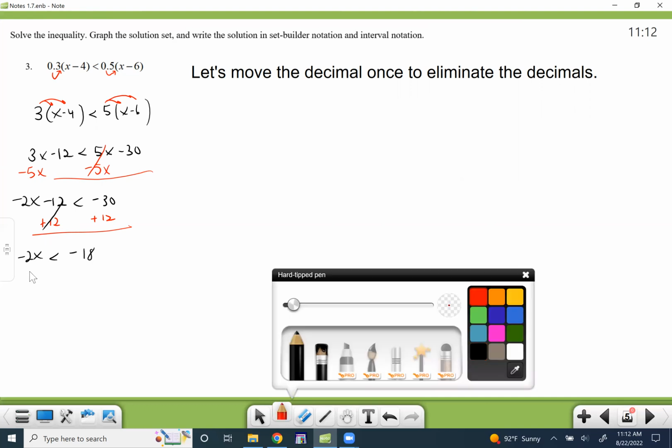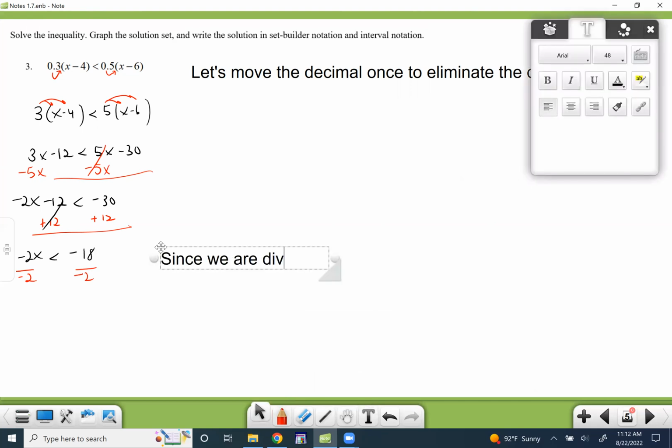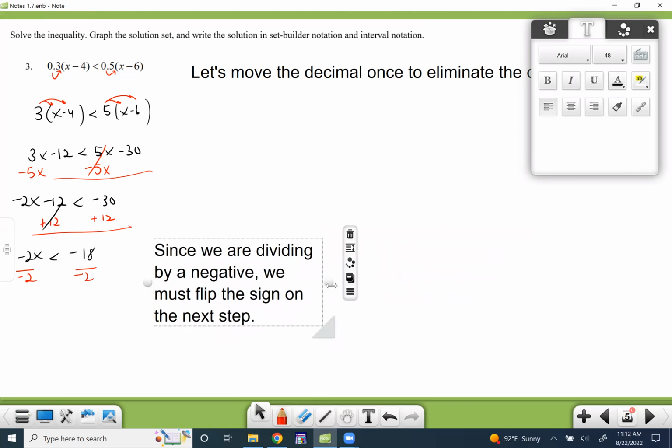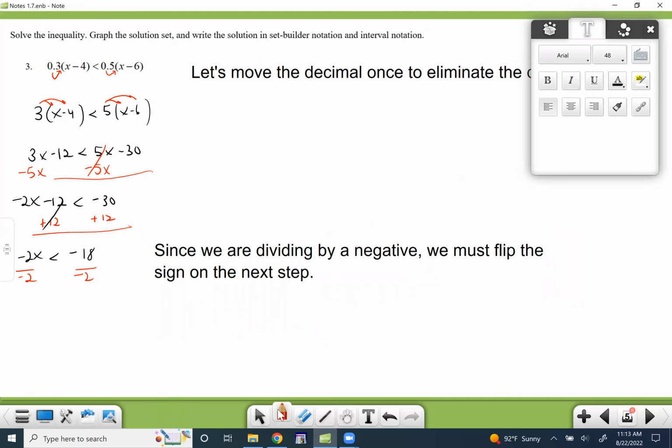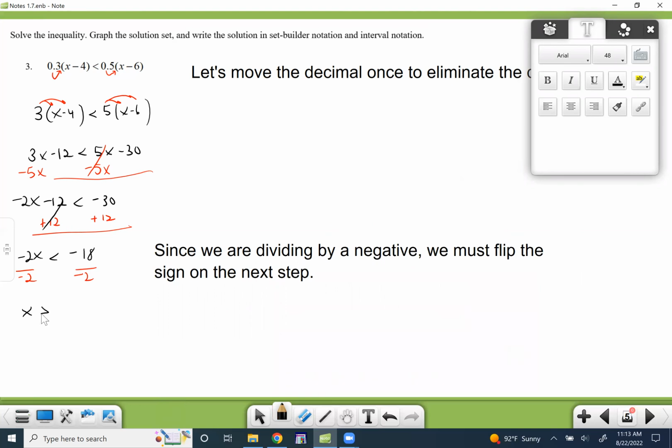Now, right here, we are dividing by a negative. This is a big step. Since we are dividing by a negative, we must flip the sign on the next step. Okay. All right, so remember to do that. So it's going to be x. I'm going to go this way now. Went from a less than sign to a greater than sign. All right, so on our little graph here, we'll put a 9 on it. I love these graphs. They're so easy, right? Just put the number on there.